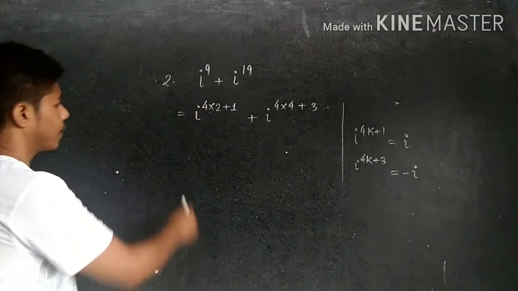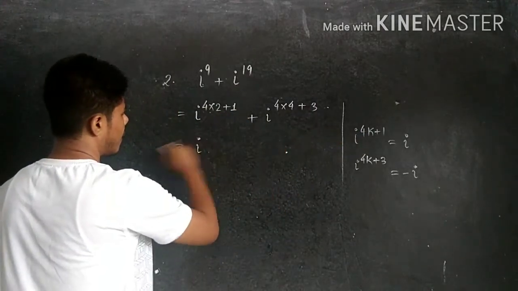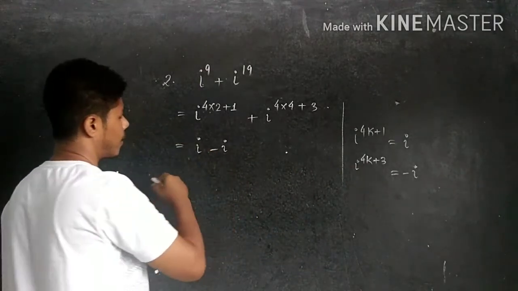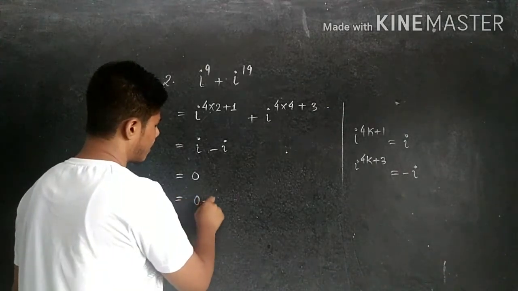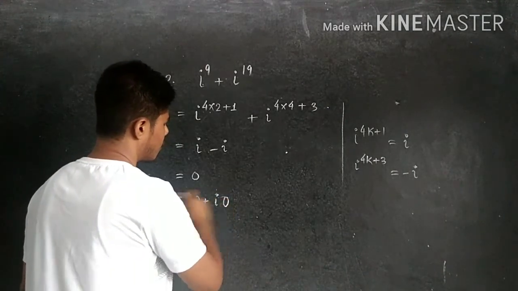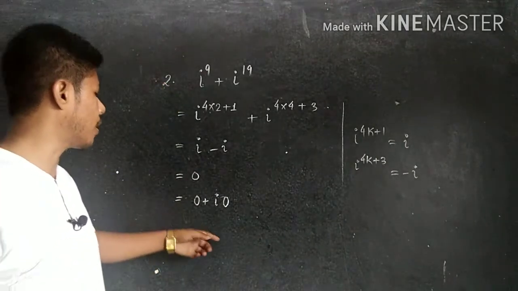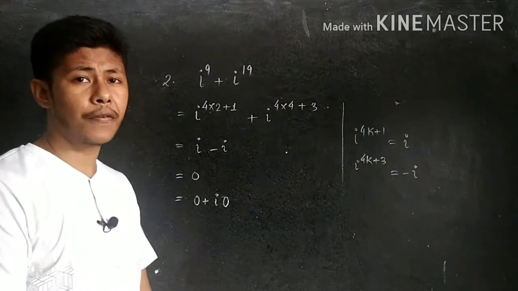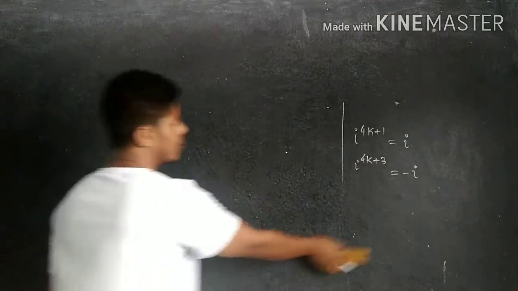If you put these two values here, because it is of the form 4k plus 1, we write i, and for 4k plus 3, we write minus i. So i minus i. Ultimately the result is 0. That means we can write this as 0 plus i into 0. Is it clear? In this way very easily we can solve and convert this into a plus ib form. Now if you see the third question, what is given here? I to the power minus 39.